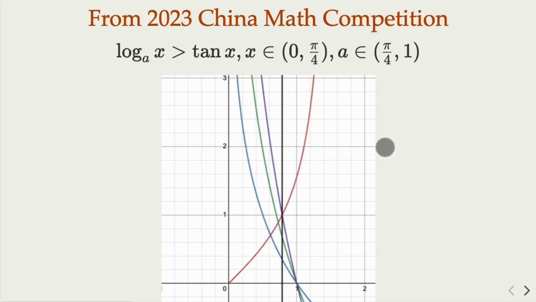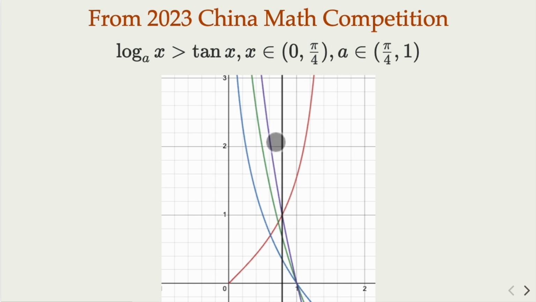Again, this mathematical intuition is important in solving this problem. You don't have too much algebra, right? What you need to realize is that in order for this to be true, a has to be smaller than 1. Now, the interval 0 to pi over 4, which is the vertical bar here, that's x equals pi over 4. So you want the boundary point here.